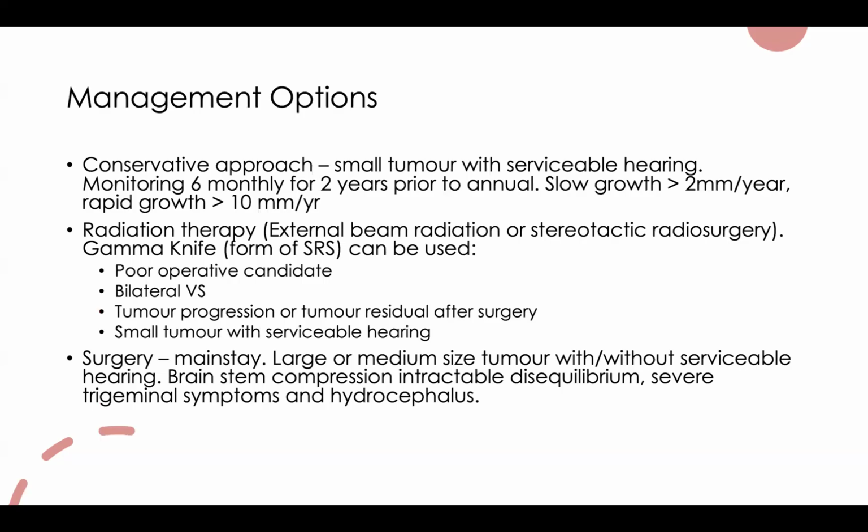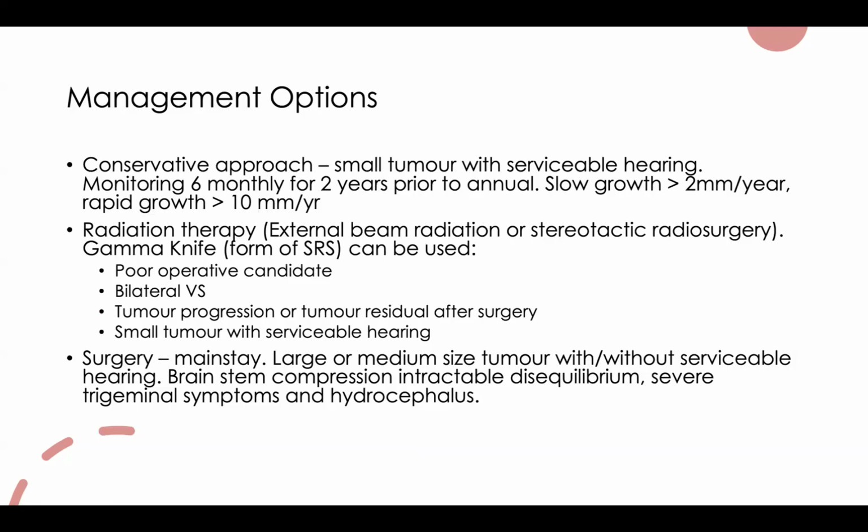Now, in terms of management, there are three main ways. There's conservative management, so usually just monitoring over a period of time, and you can usually do this when the tumors are quite small and they still have serviceable hearing. You can monitor them usually 6 monthly for 2 years, and if it's all very stable, you can progress to annual scans. You can classify the growth rate as 2 millimeters per year as being slow, and rapid will be more than 10 millimeters per year.